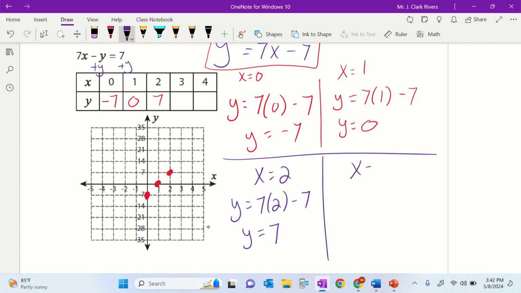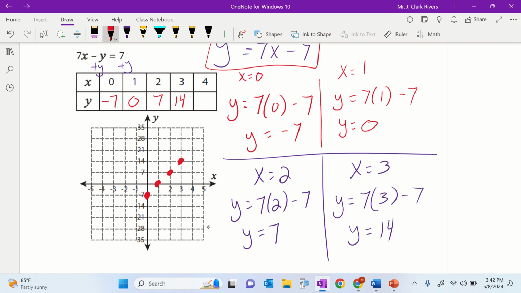Okay, what about when x equals 3? Again, we take the x value, which is 3, we sub it in. Y equals 7 times, instead of x, we sub in 3 minus 7. 7 times 3 is 21. 21 minus 7 is 14. So 3 and 14, let's plot that. X is 3, y is 14, right there.